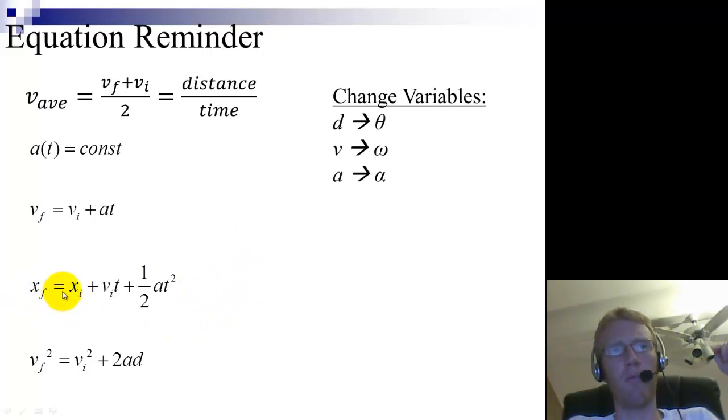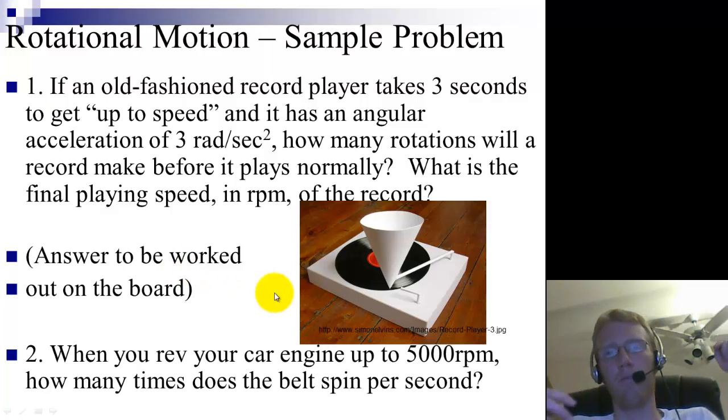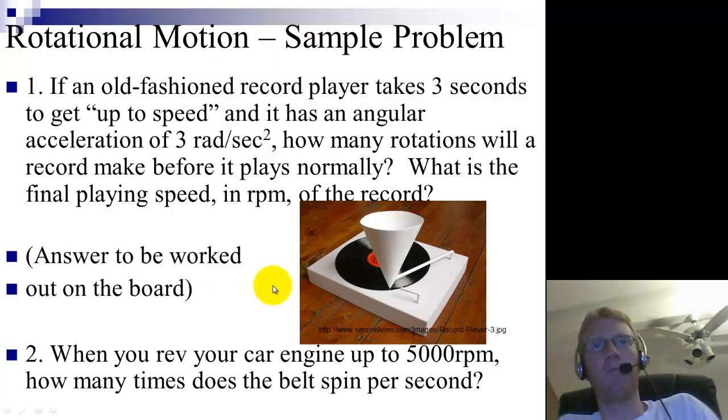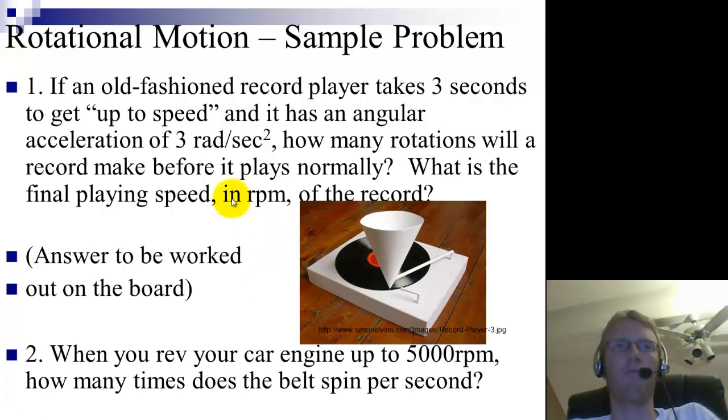I just noticed right here, remember, x final and x initial are initial and final position. So sometimes I combine those together and I just write d equals vit plus 1/2 at squared. So that one might look a little funny, but that's why. Final position minus initial position represents distance traveled. Okay, so we're just going to jump right into an example problem using these new variables, but the same equations we had before. So here we go.